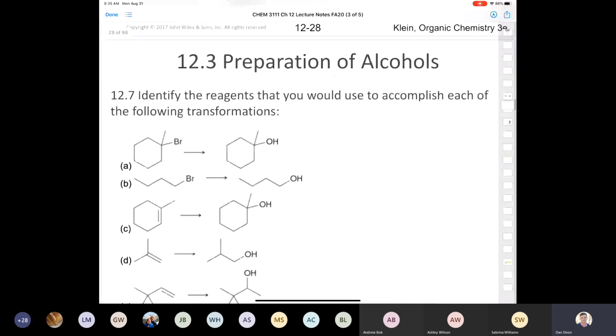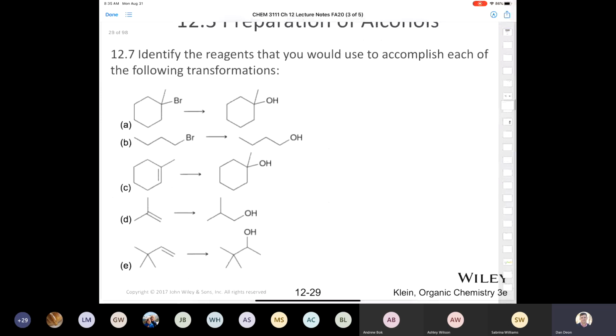So you're like, hey, this is cool. I already know some neat ways to make alcohols. And again, I'm going to go over this pretty quickly because these are all reactions that we would have learned. Every single reaction on this slide is something that we've already covered, and I want to move on to things that are brand new. It says here, identify the reagents that you would use to accomplish each of the following transformations.